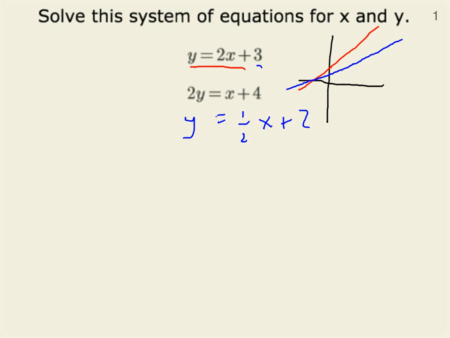All right. Now the tricky thing here is that the place where we're looking for a solution would be a place where x and y are on both lines. The coordinates are on both lines, so it's the place where the lines cross.